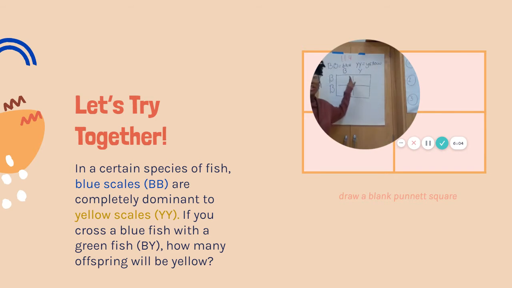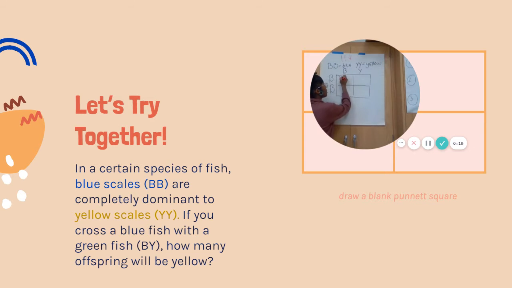How do you know that that's green? Well, in art class, when you mix blue and yellow, you get green. Perfect. Now we're going to fill in the offspring. We'll change colors.